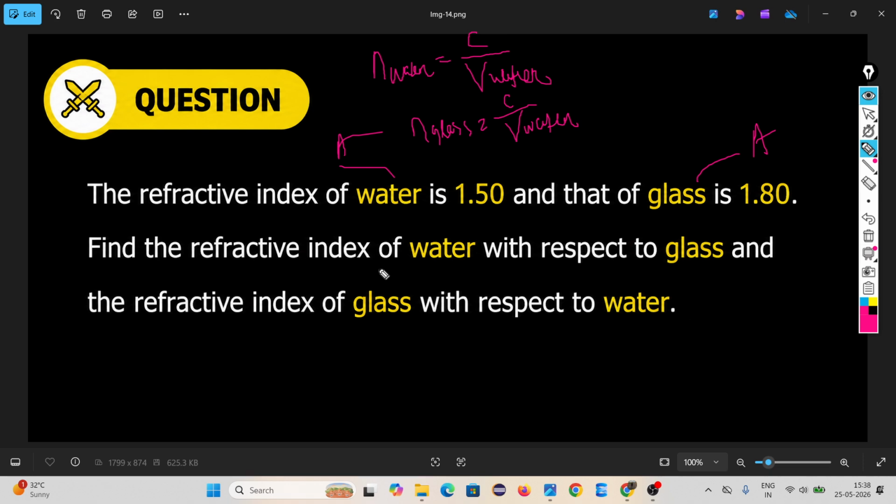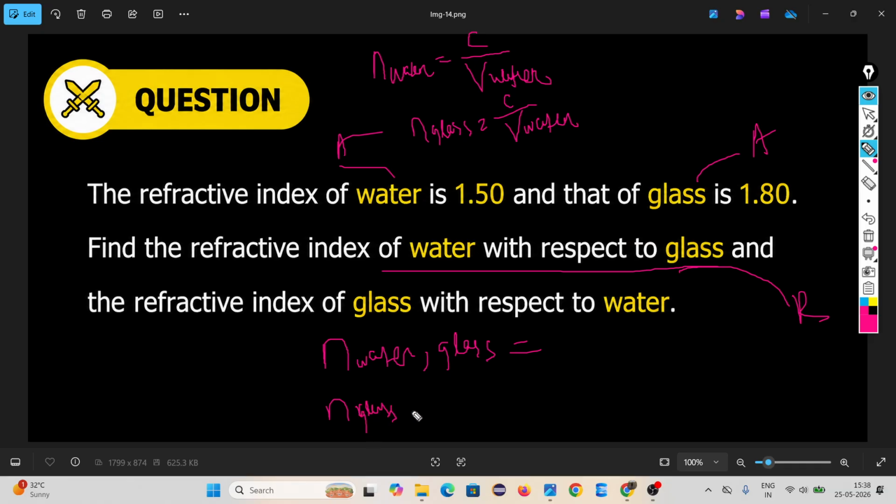We have to find the refractive index of water with respect to glass. It is relative, because with respect to is given. We have to find the refractive index of water, that means the second medium is water, with respect to glass, that means the first medium is glass. Then the refractive index of glass, the second medium is glass, with respect to water. So in this question two absolute values are given and we have to find two relative refractive indices.